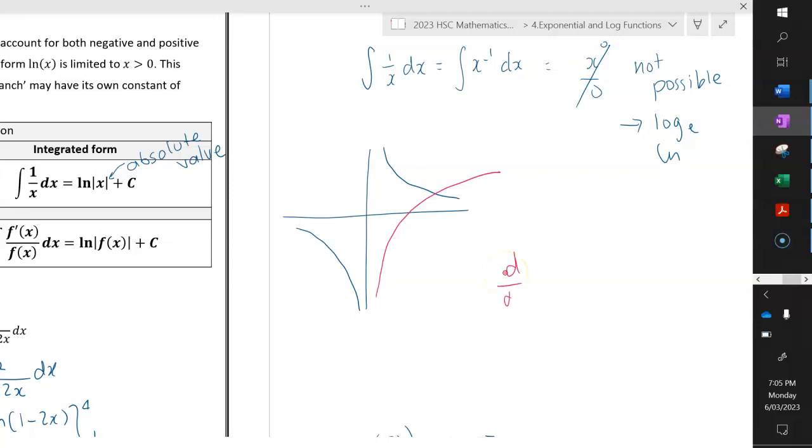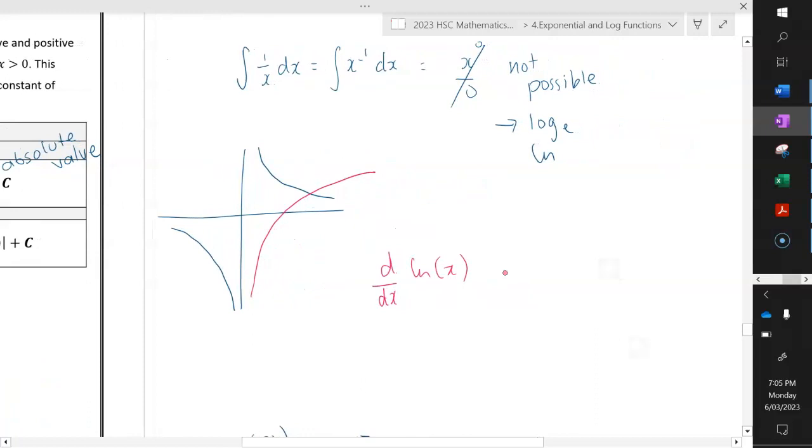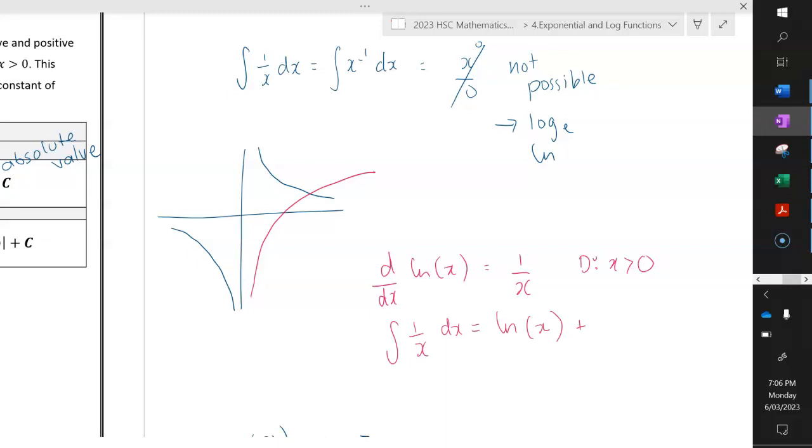Okay, so when we differentiate log of x, we end up with the derivative of the function, which is 1 over x, and that is valid in the domain of all x greater than 0, all positive values of x. So if I reverse that, from differentiation this way, integration the other way, if I now integrate my 1 over x with respect to x, I know that I'm going to end up with log of x plus c.